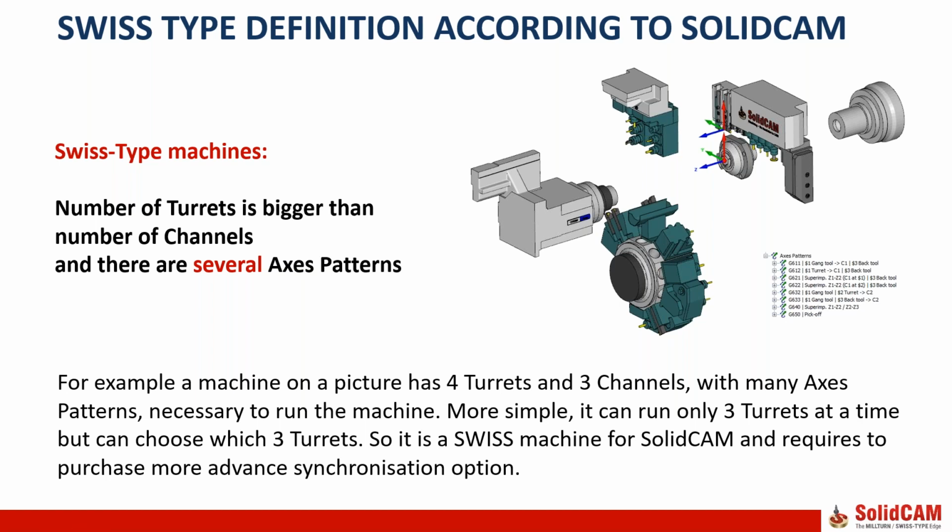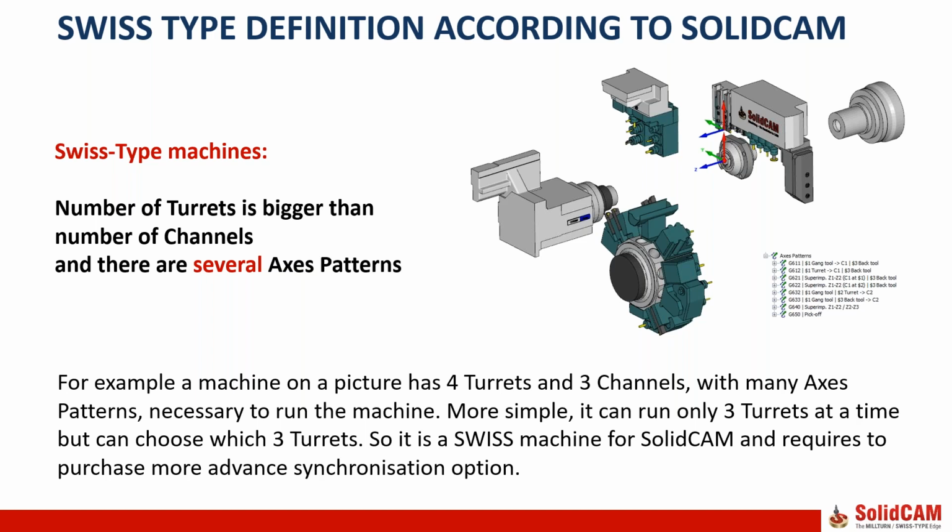You are defining these 3 out of 4 which are going to work. So maybe you dedicate 2 turrets to work on a main spindle and 1 turret to work on a back spindle. And then what about the 4th one? Okay, he is going to pretend that he is not here. But you can change this pattern. You can dedicate these 3 channels to different combinations. There are many combinations, and these combinations of turrets which are going to be driven by these 3 NC programs, it's called axis pattern.